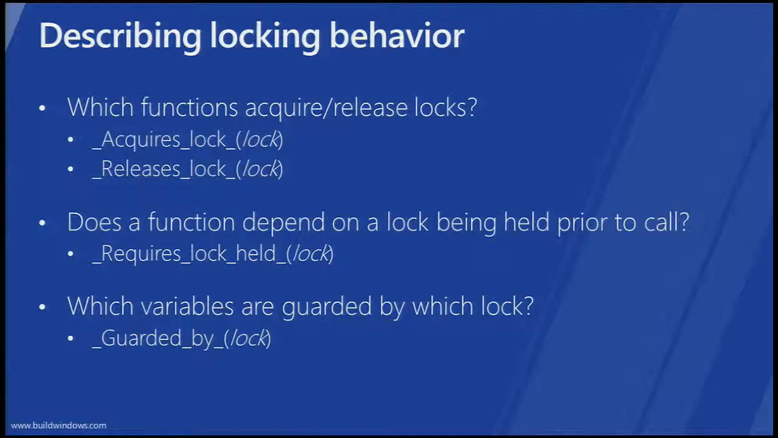If you've got a function that depends on a lock being held by the caller so that the callee can access shared memory without worrying about any kind of race conditions, you would annotate that function with requires lock held. And if you have a particular variable that you want to indicate as a shared variable that can only be accessed when you have acquired a certain lock, you would annotate that variable declaration with guarded by.